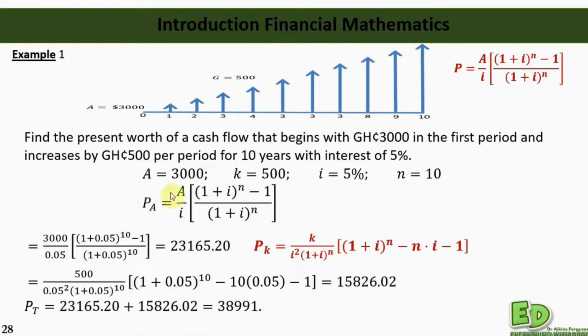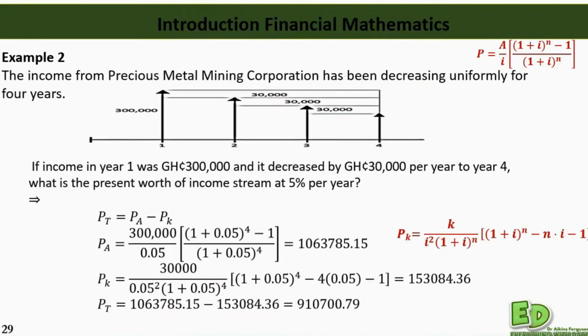Find the present value of that uniform amount, that will give you this. You find the present value of that constant increment, that is your K, using this formula, and that will give you this. To get the total present value, it is the summation of the present value of the uniform cash flow plus the present value of the constant increment, right? So if it is decreasing, it would have been minus here. Okay. On our next slide, we'll look at another example.